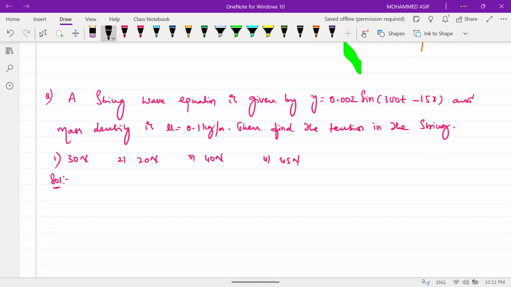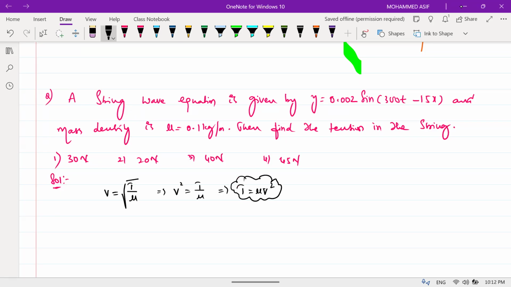The string wave equation is given by y equals 0.002 sin(300t minus 15x). The mass density is given, so find the tension. Tension in the string and mass density means what is the formula? Wave velocity is v equals square root of T divided by mu. I need the tension, so square it. v squared equals T divided by mu. So T equals mu into v squared. This will be the formula.